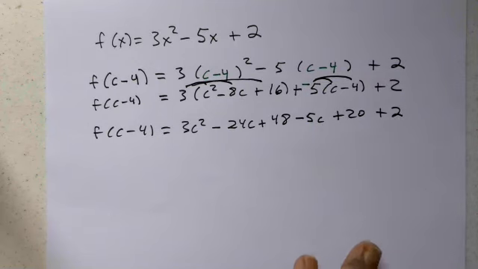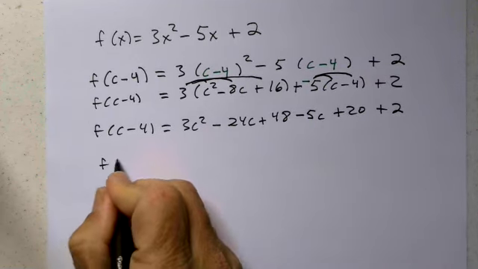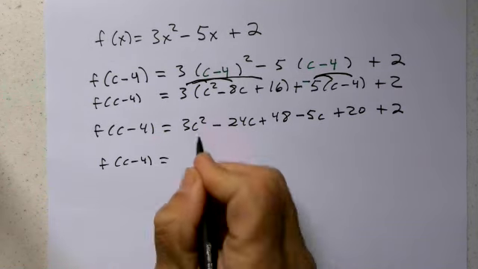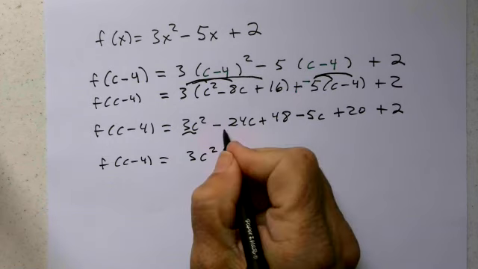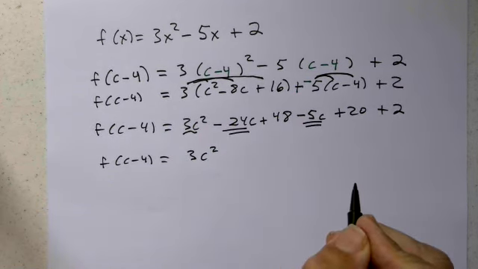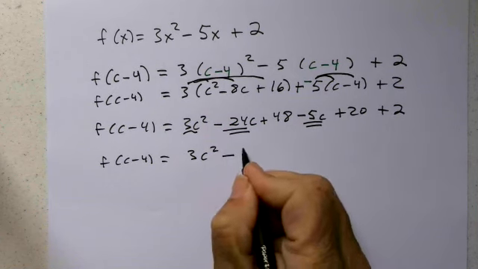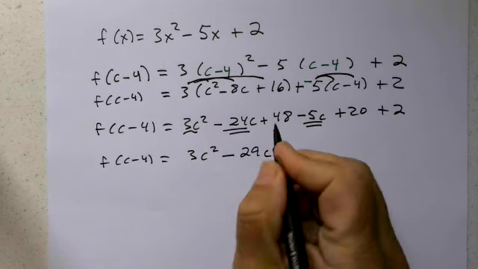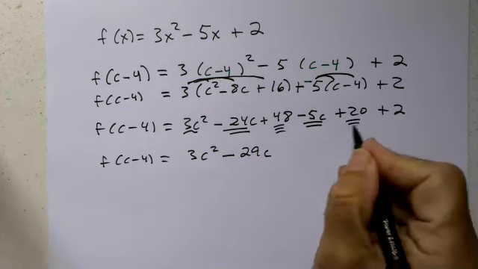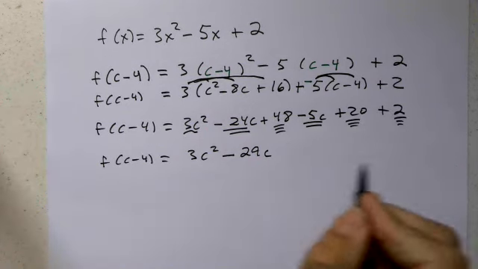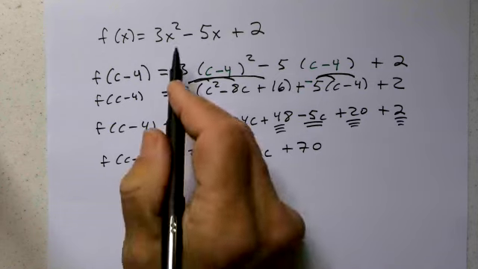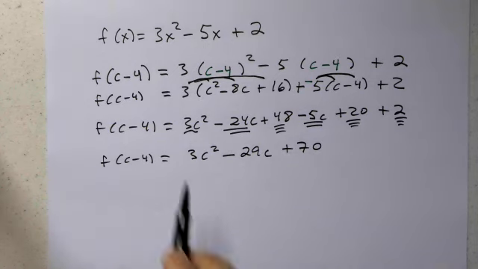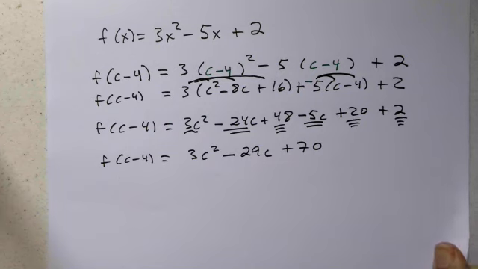And then we look to combine our like terms. So f of c minus 4 equals, I only have one squared term, 3c squared. Although my c's, we have negative 24c and negative 5c, which will give me negative 29c. And then the numbers, we have 48, and 20 is 68, and 2 is 70. So what I've done is evaluated f of c minus 4, just showing you the process involved in plugging c minus 4 in for x.